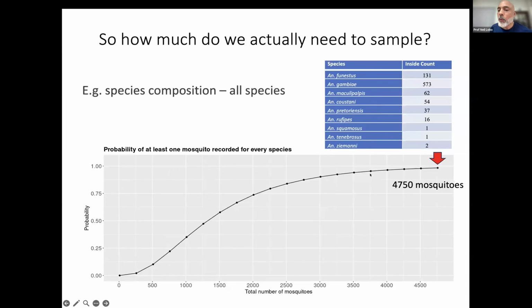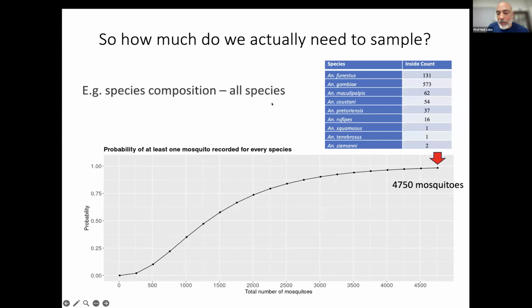Statistically, we need to capture 4,750 mosquitoes to sample at least one of every species. That is a lot of mosquitoes. We did not collect that many mosquitoes in year 1, so this is probably going to be out of our budget. This is an academic exercise. This is too expensive.